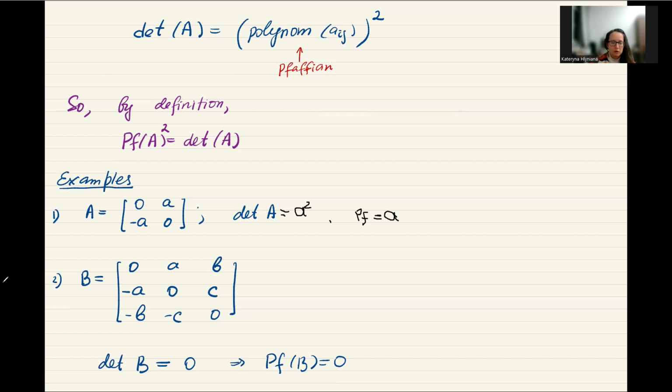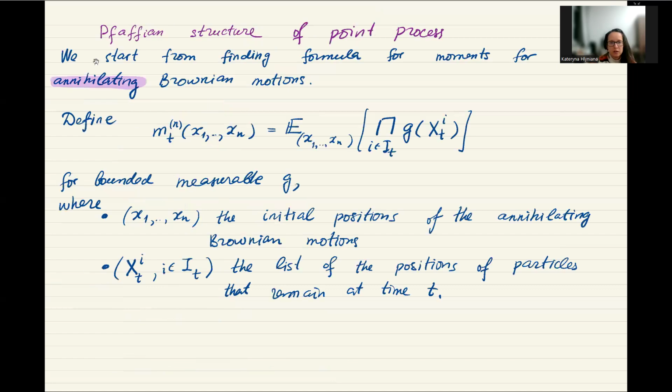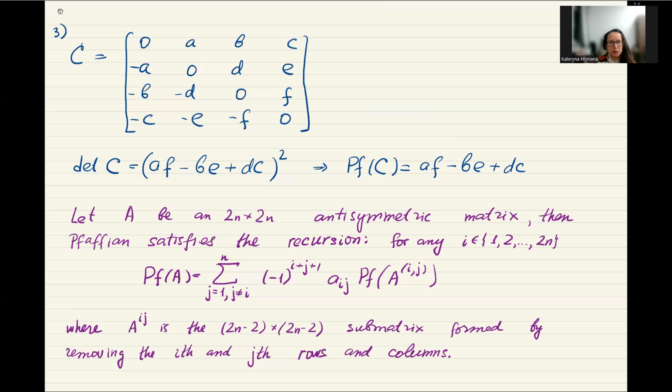Okay, so these examples are simple, and let us consider one more example, because we will need it. If we consider a matrix of 4 by 4, you can calculate the determinant of such a matrix, and you will see that you can represent it as the square of such an expression. So the Pfaffian of matrix C is equal to this value, so you just add a times f minus b times e plus c times d. So this kind of formula you get for a four-dimensional matrix.